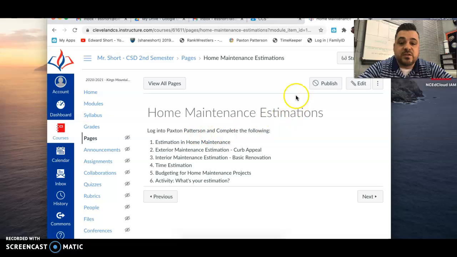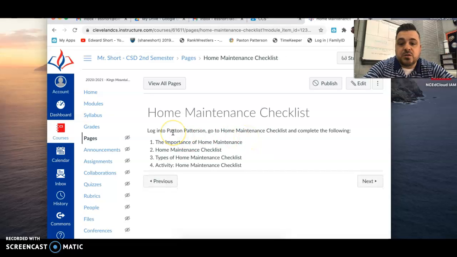It gives you step-by-step instructions as far as what to do. You're going to log into Paxton Patterson and complete the following: estimation and home maintenance, exterior maintenance estimation, curb appeal, interior maintenance estimation, basic renovation, time estimation, budgeting for home maintenance projects, and the what's your estimation activity.